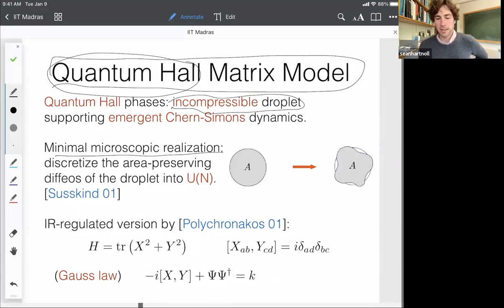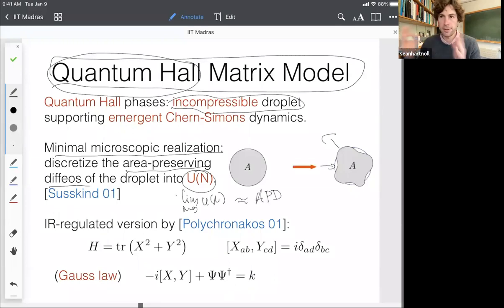there's a natural way to discretize area preserving diffeos. Incompressibility means that if you poke it here, it has to pop out here, and the area has to be preserved. So the natural symmetries, the natural group that acts on an incompressible system, are area preserving diffeos. You move the system around, but you preserve the area. As was known since the 80s, the group U(N), in the limit as N goes to infinity, becomes the area preserving diffeos on a sphere or on a disk. In the interest of time, I maybe won't go into this, but it is true.